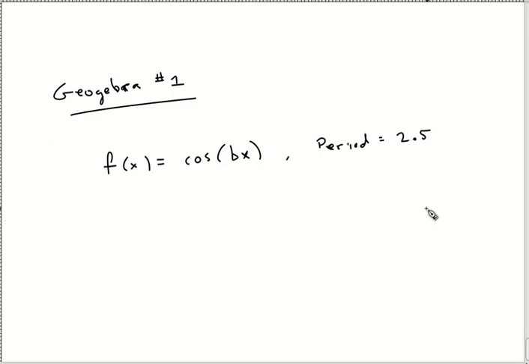Okay, so here we go. If my period is 2.5, this is supposed to be 2 pi over b, and I need to solve for b. And I know I use the capital letters, not the lowercase. Whatever. So multiply, divide. We've already done this before. So b is equal to 2 pi over 2.5.